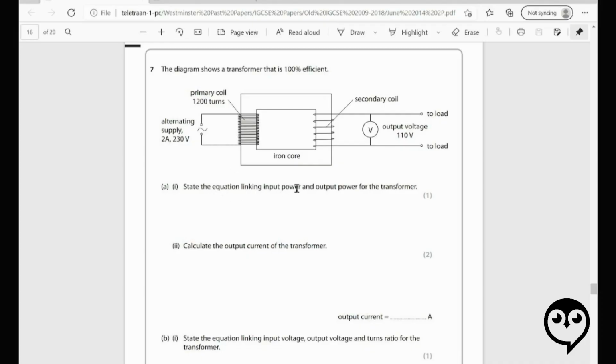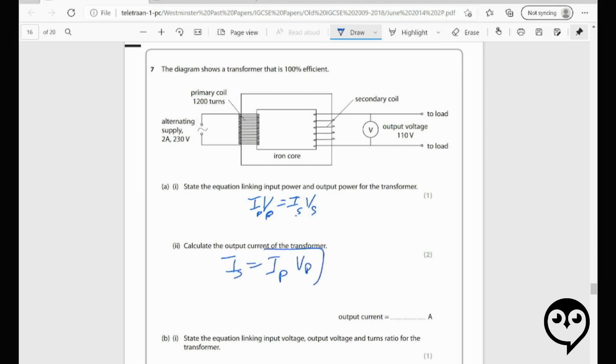Here, state the equation linking the power output and input. Well, I think we had said in a previous question, primary and secondary, IV, it should be the constant all the way through. Calculate the current output. Okay, so the current output is the secondary. It'll be current primary, and this is the same side of the equation, so don't change anything. I know students get mixed up and move things all around.